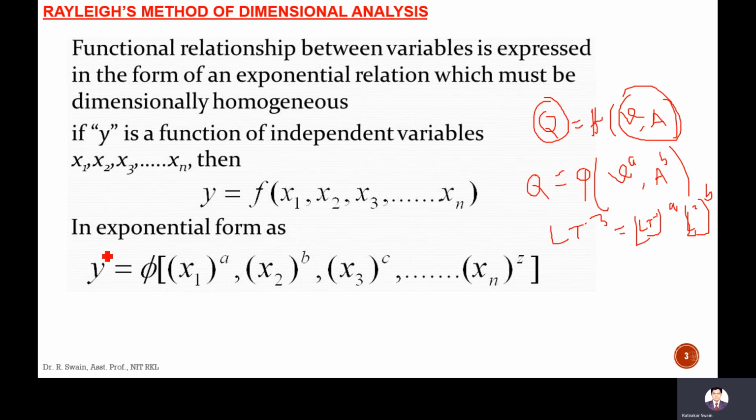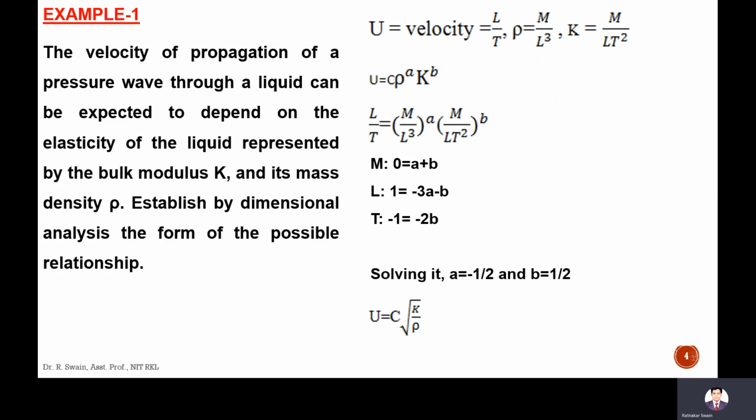Written in exponential form, let y be the dependent variable and x1, x2, x3 the independent variables. These can be written as x1 to the power a, x2 to the power b, x3 to the power c, like this. Let's solve this example. The velocity of propagation of a pressure wave through a liquid can be expected to depend on the elasticity of the liquid, represented by bulk modulus, and its mass density. Establish by dimensional analysis the form of the possible relationship.